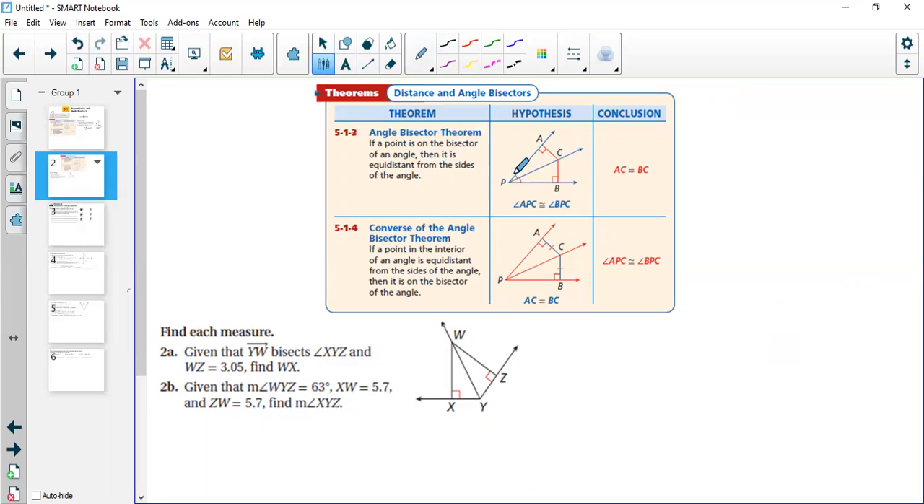So what happens when these two angles become congruent? The distance from A to C equals BC. So these two distances are equal when the angle has been bisected.